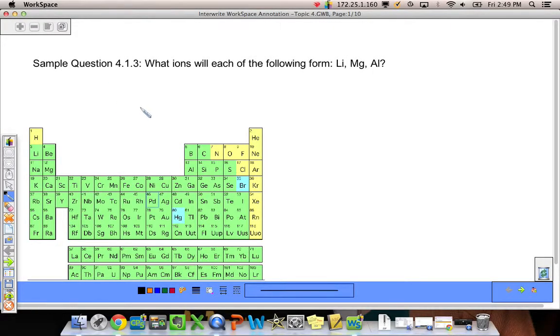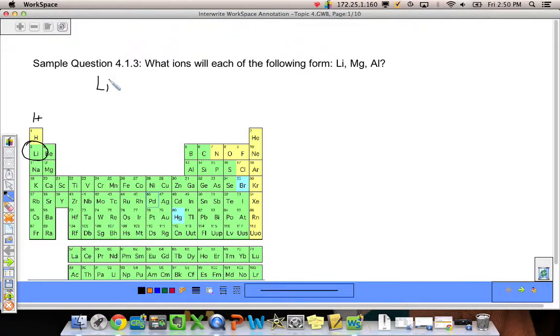4.1.3, what ions will each of the following elements form? So we find where they are on the periodic table. We can do this a couple of ways. Some of you already know that anything in the first column, the alkali metals, are going to form a 1+ charge. Some of you have that memorized already. In case you don't, let's talk about why that is.